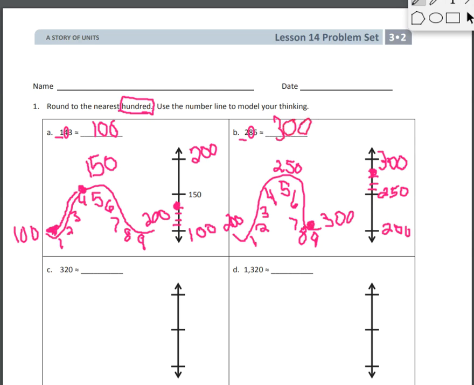So both methods got us the exact same answer. It's whatever works better for your brain. Everybody's brain is a little different, and we all need different things to help us understand. All right, 320. Again, your starting value is always this number, because that is the one we're making our minds up about.